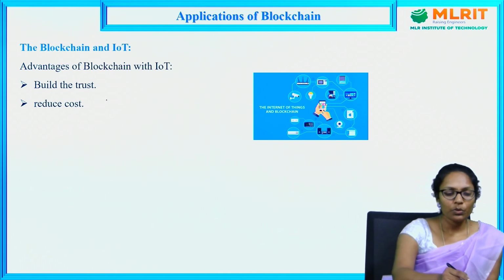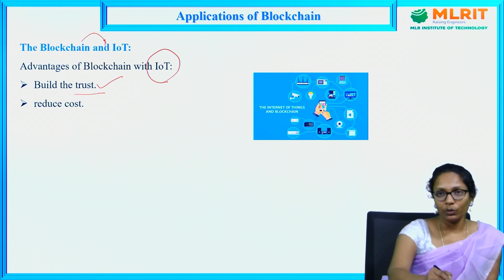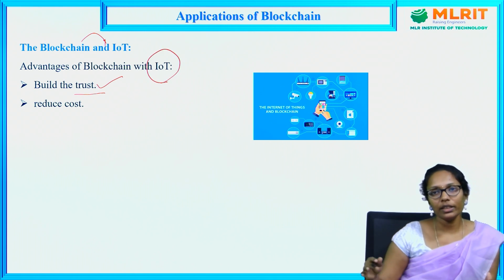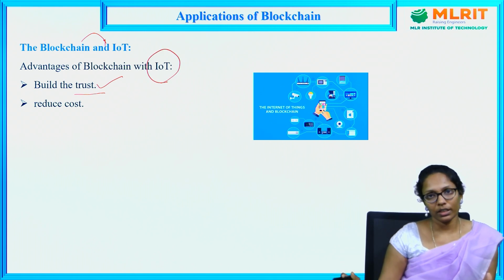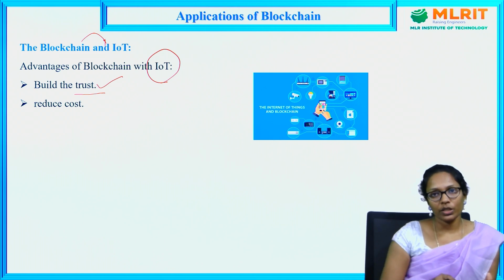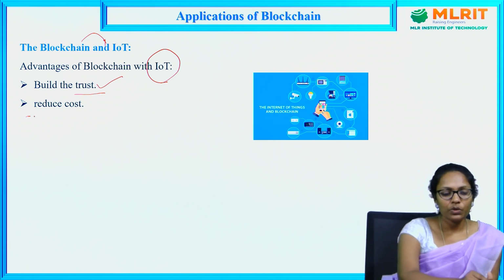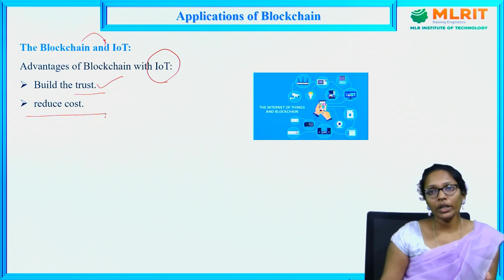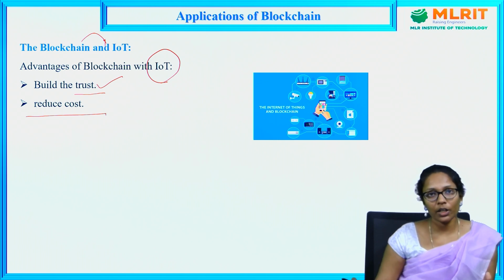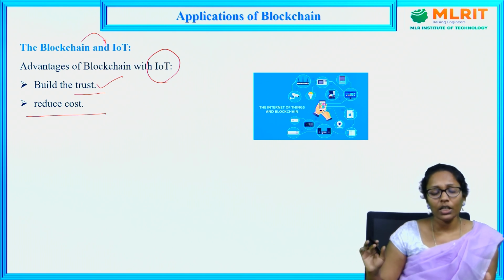So the main usage of the blockchain and IoT combination is to build trust. That trust was missing when using only IoT. If you are using only IoT, then there is a problem with security or trust, but you can overcome that using the blockchain network. And reduce cost. Of course, here we don't need any intermediary person. Just by using the network, you are operating everything in the blockchain network. So the cost will be reduced here.